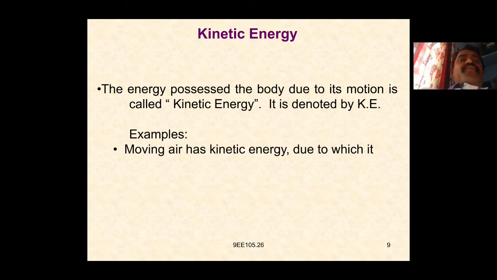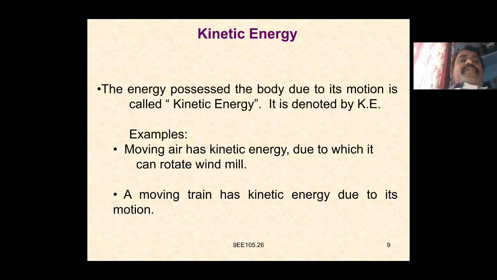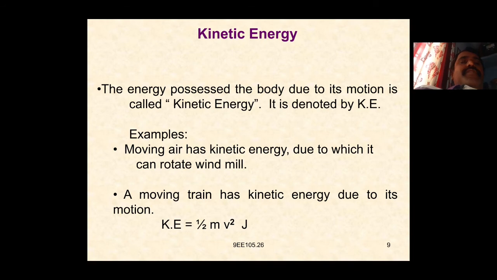Examples: moving air has kinetic energy due to which it can rotate a windmill. A moving train has kinetic energy due to its motion. Again, an example is the kinetic energy obtained in the case of a windmill: once the fan rotates, some energy is produced. The kinetic energy KE is equal to half m v square, where m is the mass and v is the velocity.